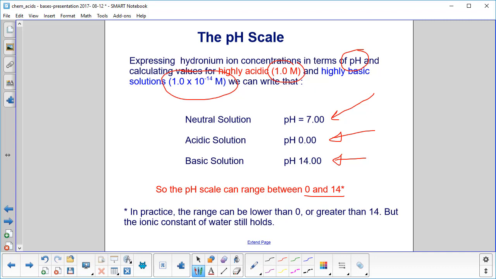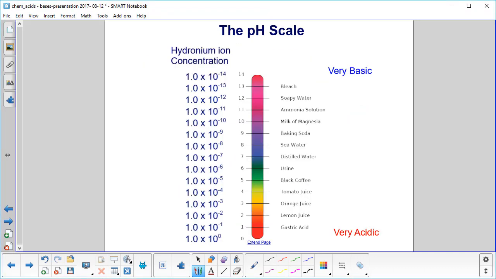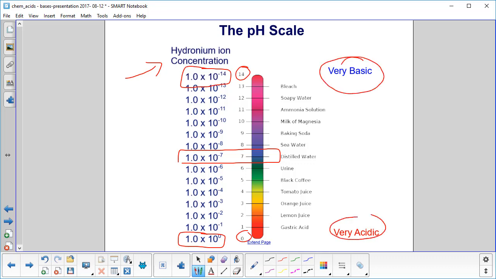In practice, the range can be lower than 0 or greater than 14, but the ionic constant of water still holds. This scale shows the advantage of using the pH scale. Over here are your hydronium ion concentrations. If you want to say it's 1.0 times 10 to the minus 14th molar, you have to write all that out. But if you use the pH scale, that's 14. Likewise, down here for something very basic, you can either write this or this number. And correspondingly, you can see the power of the exponent turns into the pH number. So very basic up at the top, very acidic down here.